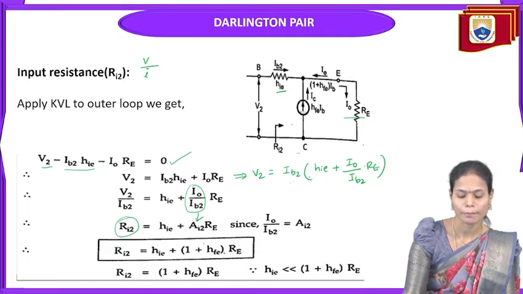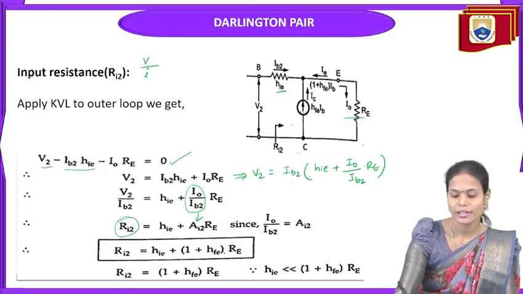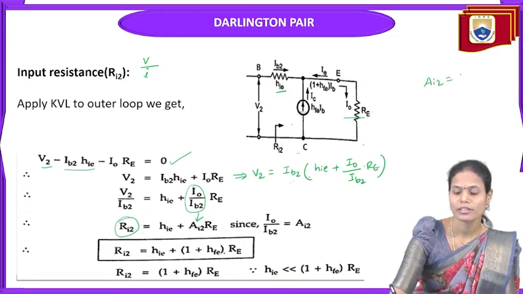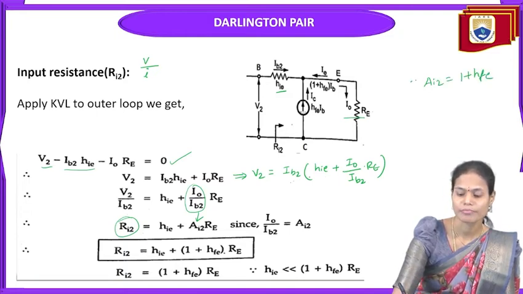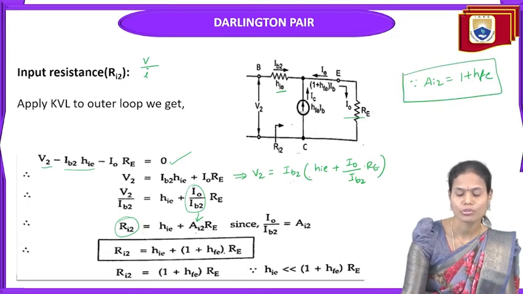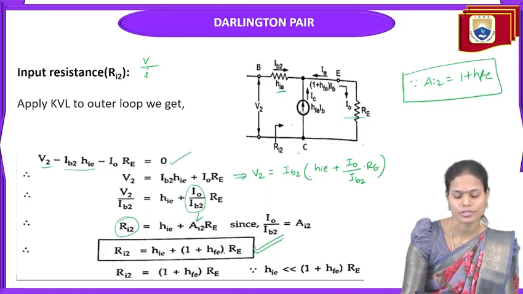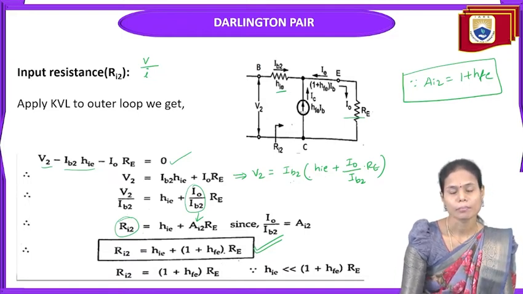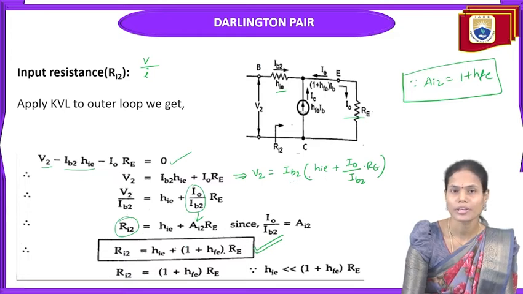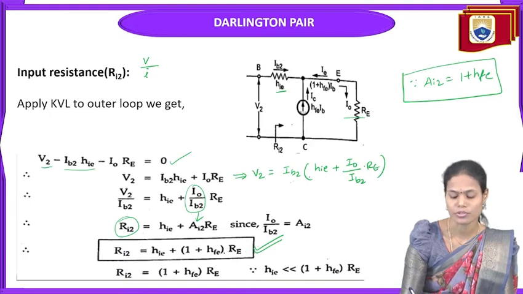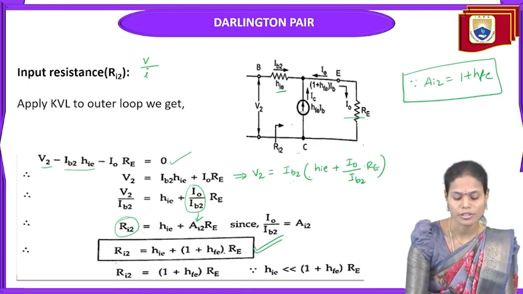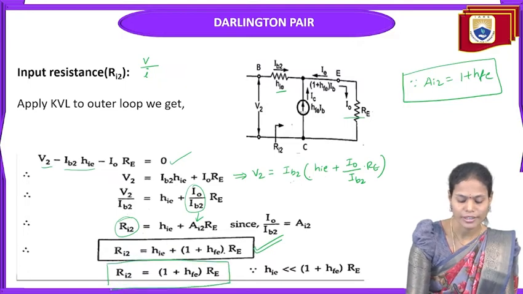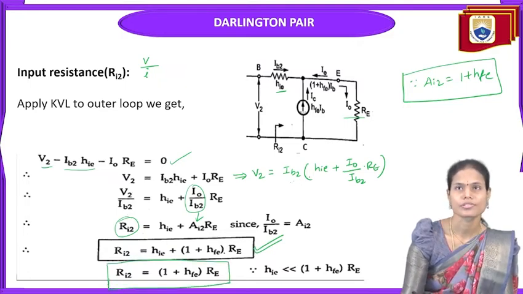So the overall input impedance is HIE plus the AI2 value that we just calculated, which is 1 plus HFE. After substituting this AI2 value in the equation, this is the final input impedance of the second stage: RI2 equal to 1 plus HFE into RE. We approximate in this way because HIE is less than the 1 plus HFE into RE term, so we are neglecting the term HIE here. So this is the final input impedance of the second stage.